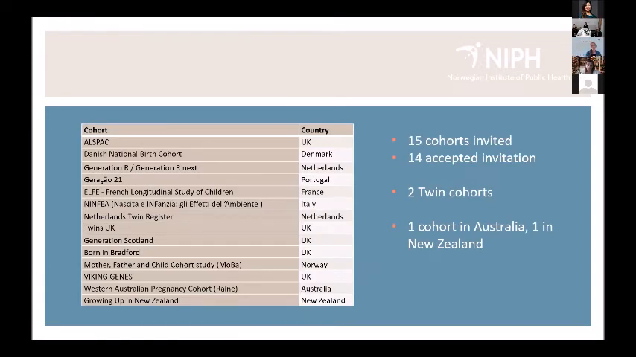So we identified 15 cohorts, and some of you are part of these cohorts. We invited 15 cohorts and 14 accepted our invitation. And as you can see from our list, most of the cohorts are pregnancy and birth cohorts, longitudinal cohorts going over a long period of time. But we also had 2 twin cohorts that we wanted to talk to because we saw that they were using innovative methods for participant engagement. And we also talked to a cohort in Australia and in New Zealand.